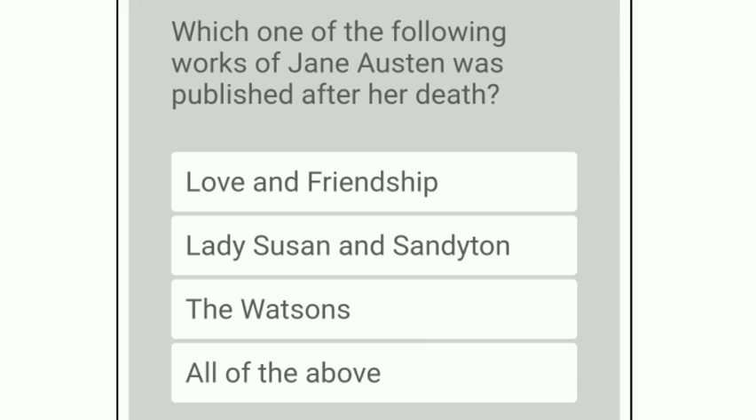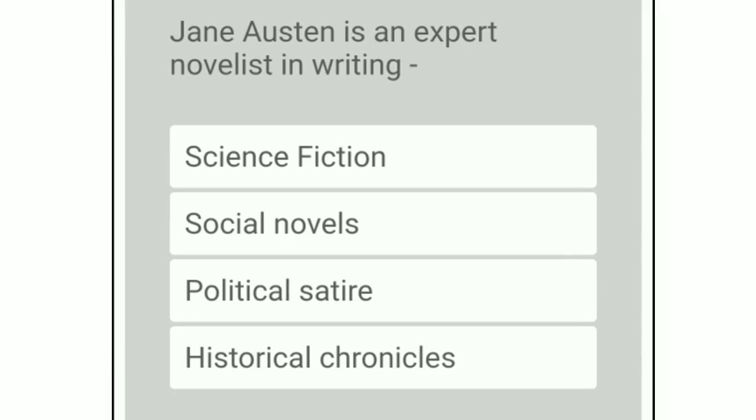Now proceed to the next MCQ. Which one of the following works of Jane Austen was published after her death? Love and Friendship, Lady Susan and Sanditon, The Versions. Look carefully, all the answers are correct. Hence here the right answer is option D, all of the above. All of the above mentioned works were published after the death of Jane Austen. The manuscripts were kept unfinished. Now come to MCQ number 9.